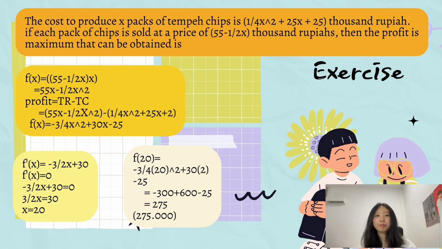So the maximum profit that it got from this company was 275,000 rupiah. So that's all for our equations based on the derivative function for economic use.